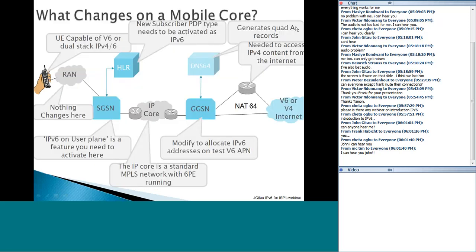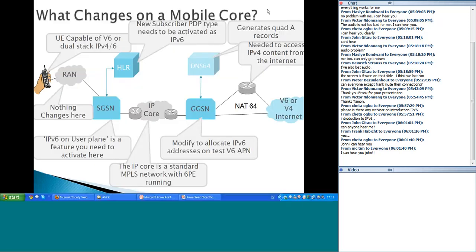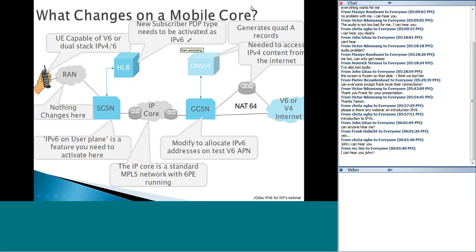All right. So just to show you exactly what changes on the mobile network. First, you need a phone, obviously. So you need a phone that can do either IPv6 on its own, or it can run IPv6 and IPv4 at the same time. On the radio network, nothing really changes here, unless you're changing it for other things. For this particular purpose, you don't need to change anything.